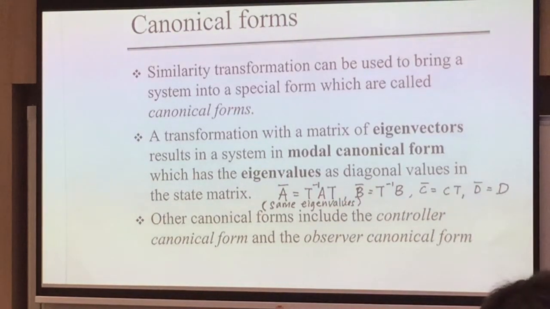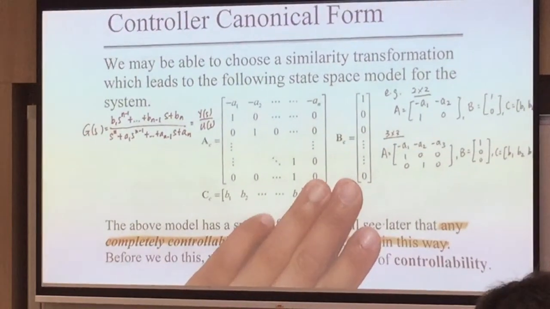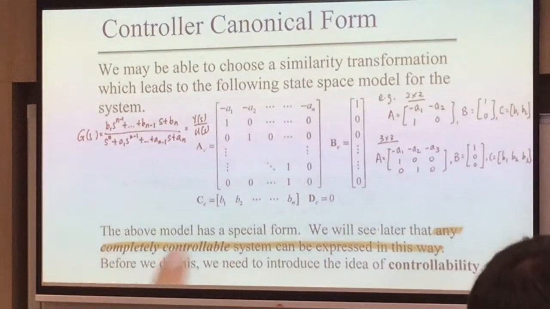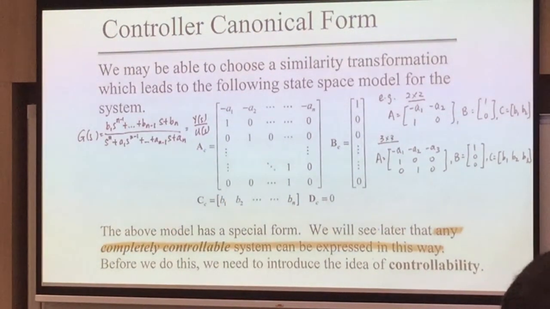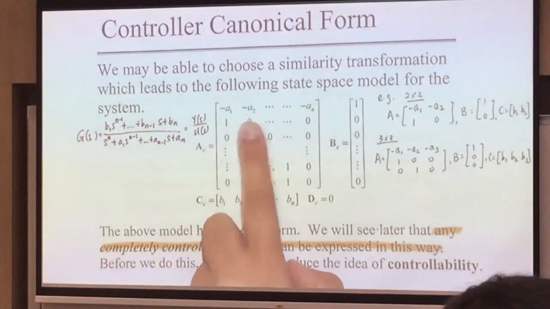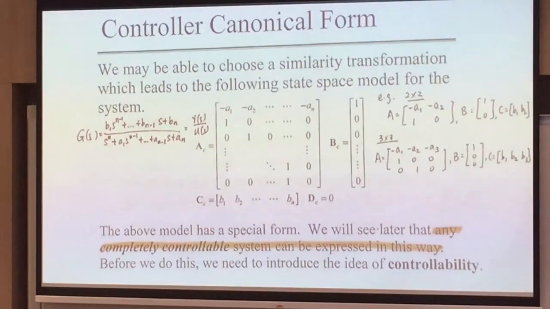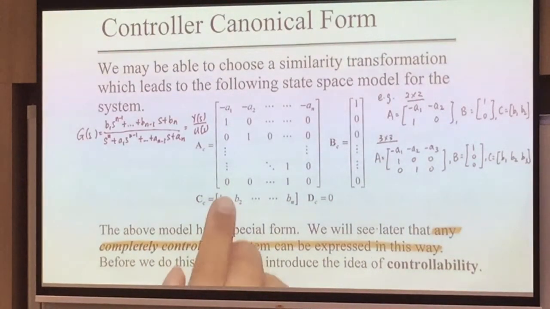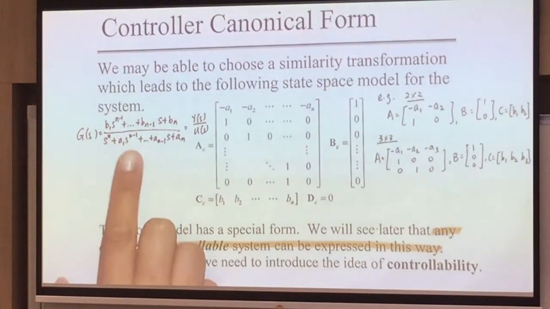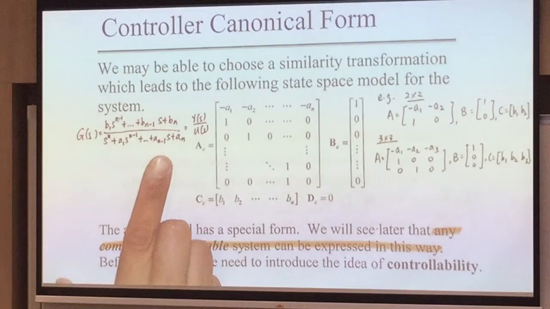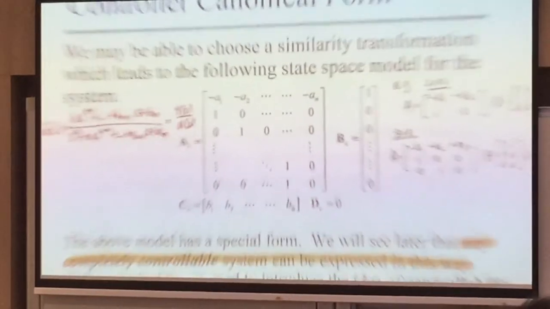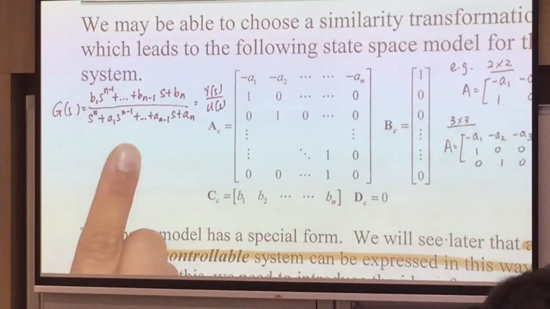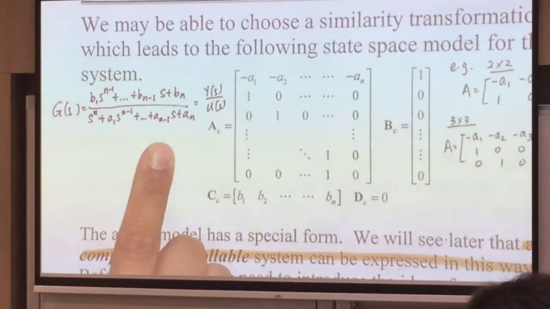Okay, so let's move on. Controller canonical form. We say that we can write a state space model A, B, C, D in this way. You see that A can be written as minus A1, minus A2, all the way to minus An, and it's quite meaningless unless you know that the transfer function is this: B1 s to the power n minus 1 plus and so on plus B n minus 1 s plus Bn, over s to the power n plus A1 s to the power n minus 1 plus and so on plus A n minus 1 s plus An.